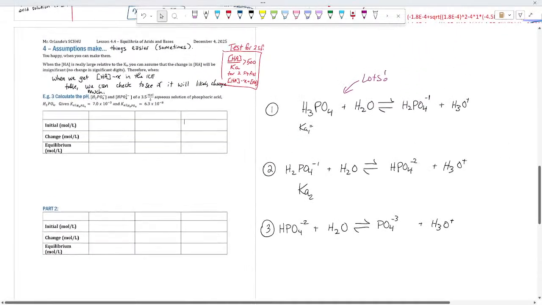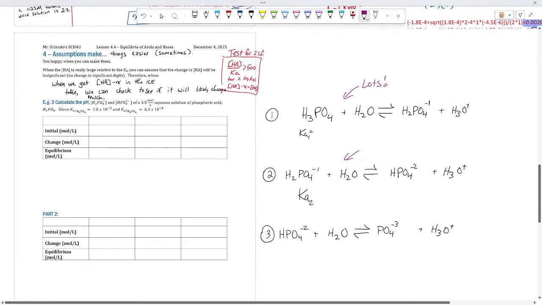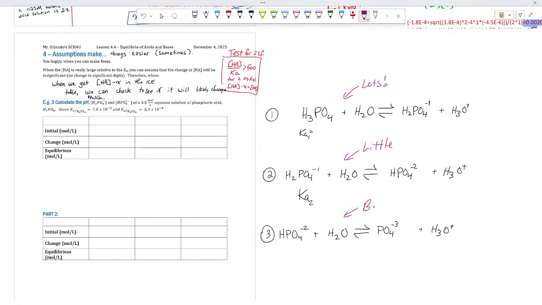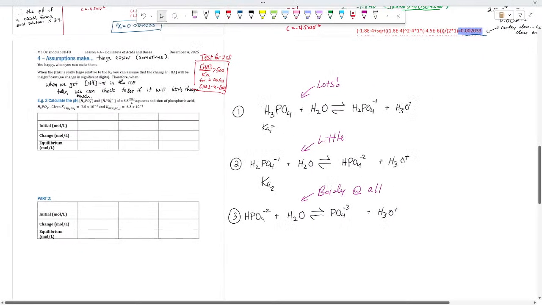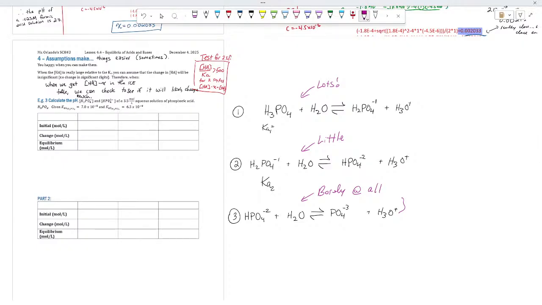Now, this is going to happen lots. This is going to happen a little bit. And this one here is going to happen barely at all. Does that make sense? In fact, we're not even going to bother doing any math for this one. It just doesn't happen to an appreciable degree. So we're going to ignore it.